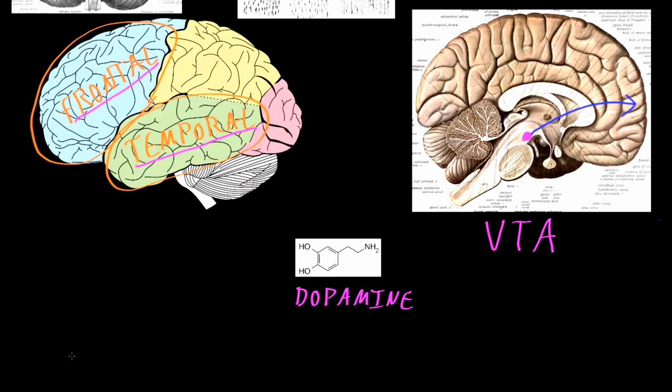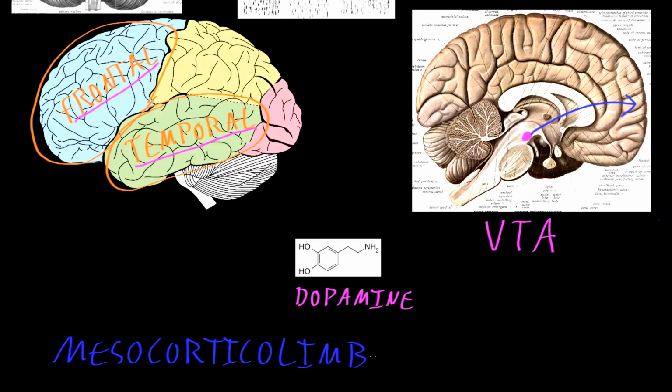So let me write that down because it's kind of a mouthful. Mesocorticolimbic pathway. And what the parts of this word mean: the first part, meso, refers to the area that the ventral tegmental area is in. So this part of the brainstem, which happens to be called the midbrain, and another term that can be used for that is meso. So that meso refers to where these neurons are starting in the midbrain.